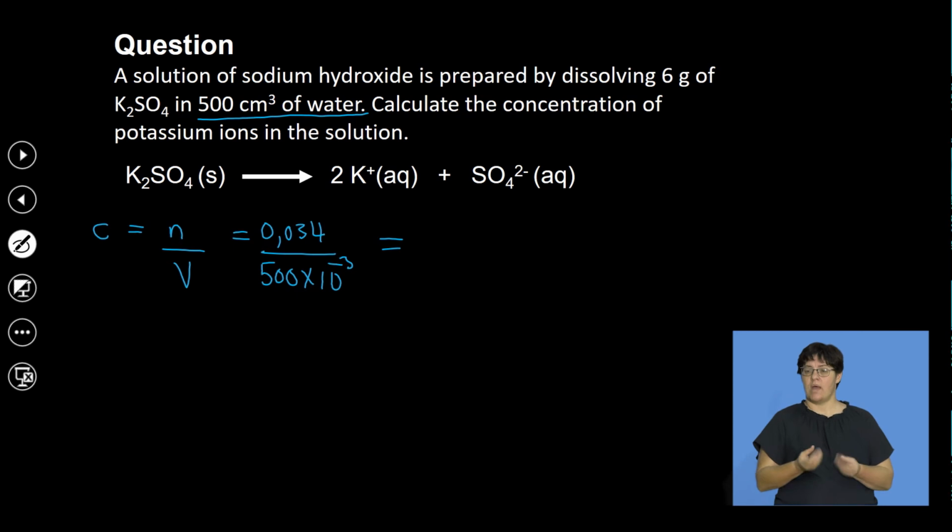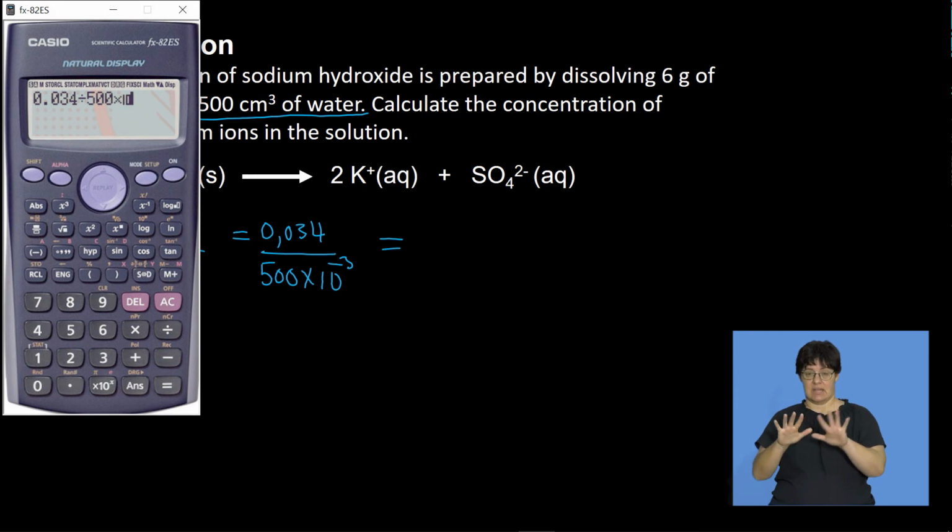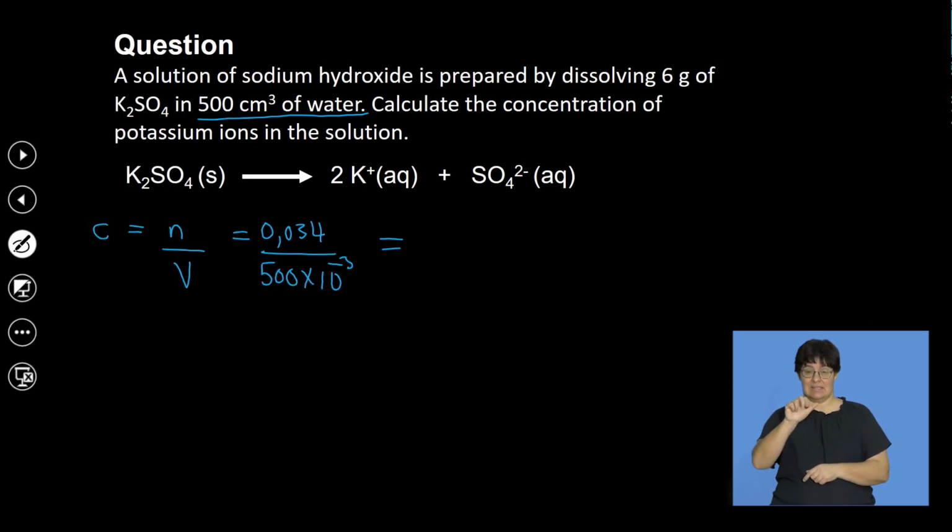We'll go to our calculator once more. We know that's 0.034 divided by 500 multiplied by 10 exponent negative 3. If we can just put a bracket there so that it becomes very accurate. So you need to familiarize yourself with the use of the scientific calculator. So the concentration as a decimal fraction is 0.068, so 0.068 mole per cubic decimeter.